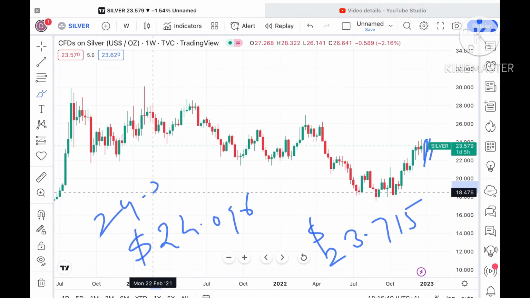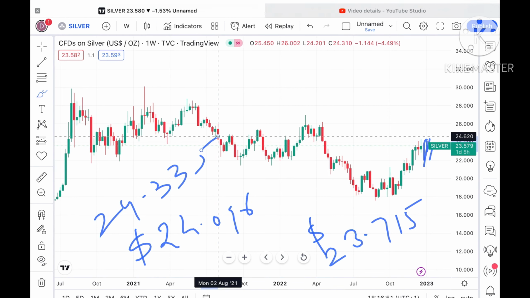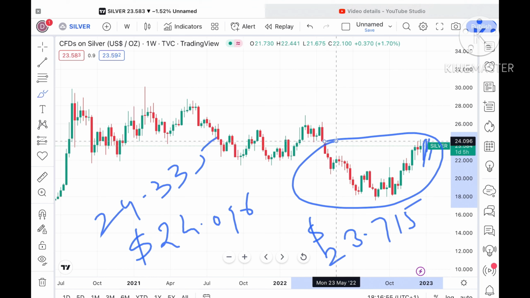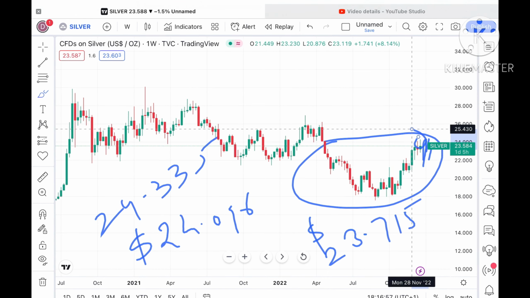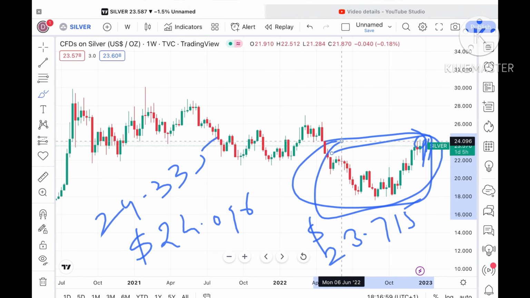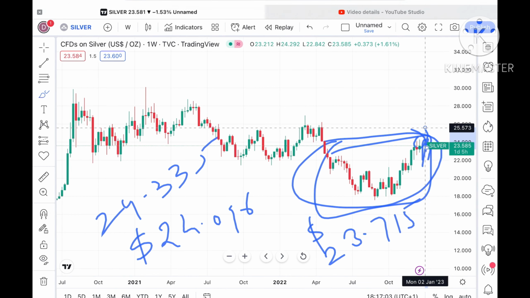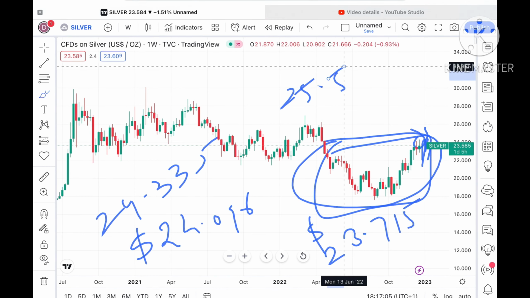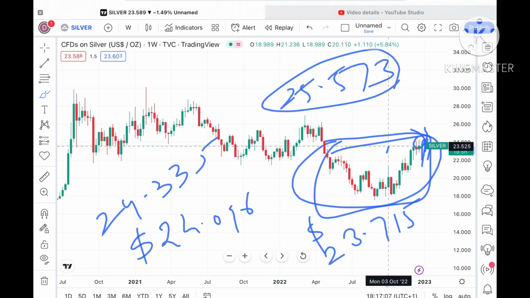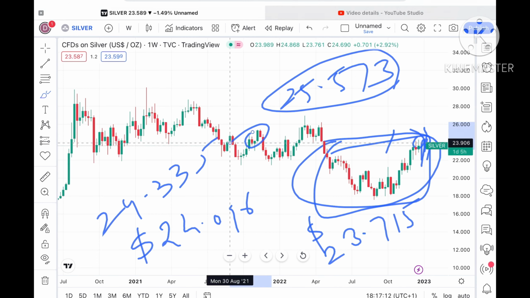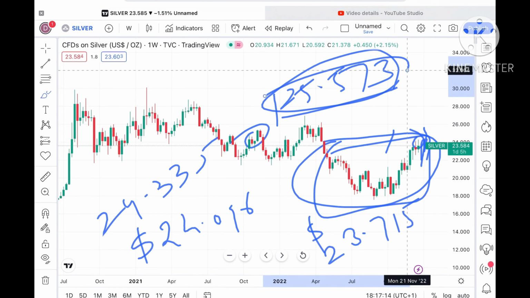$24.335. Once the price sustains this particular zone, because this is the zone where the price of silver was moving, chances are very high that it can go further upside, and a probability of touching a level of 25.573 is there. A level of around 25.287 is already a weak resistance, so chances of moving through this level are on the higher side.